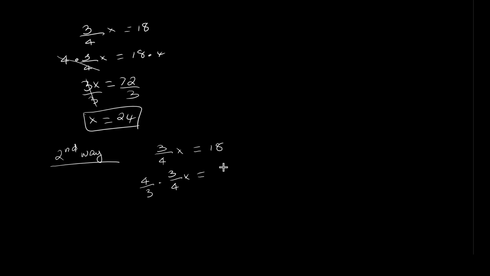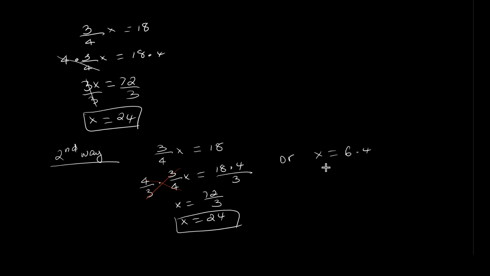The 3's cancel and the 4's cancel, leaving x by itself. Now calculate 18 times 4/3. You could multiply first. 18 times 4 is 72. 72 divided by 3 is 24. Or divide first. 18 divided by 3 is 6. 6 times 4 is 24. Either way, x equals 24. For larger numbers, dividing first usually makes the arithmetic easier.